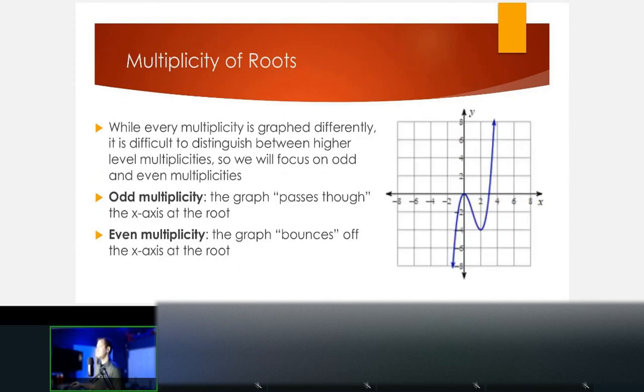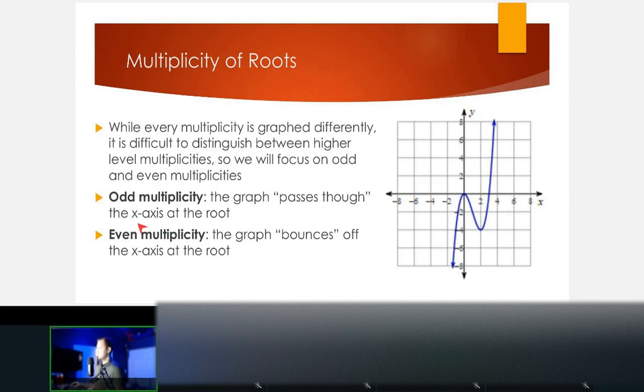All right, so this page is pretty important. So when looking at a graph or even looking at a polynomial, I'm going to ask you questions. You're going to have to be able to look at a graph or polynomial and say, all right, is this going to be odd or even multiplicity? Because when you graph it, whether it's odd or even will affect how it looks.